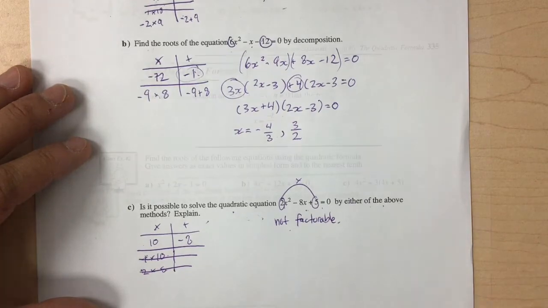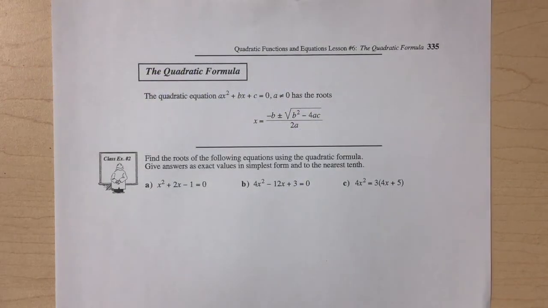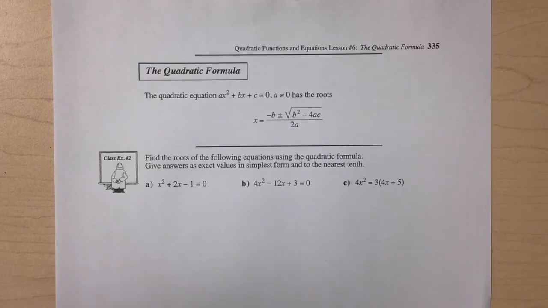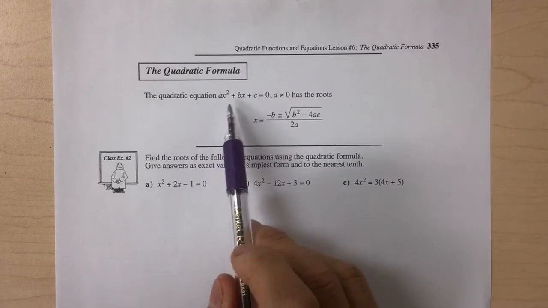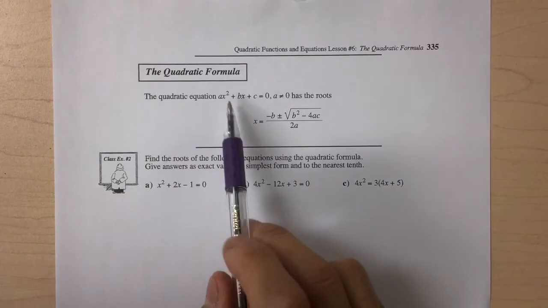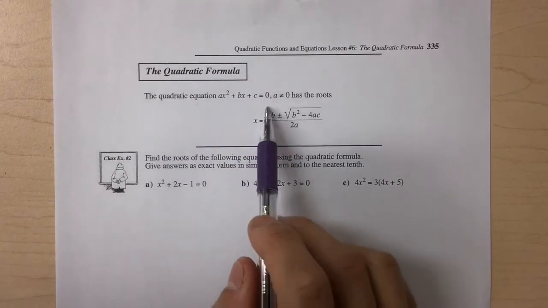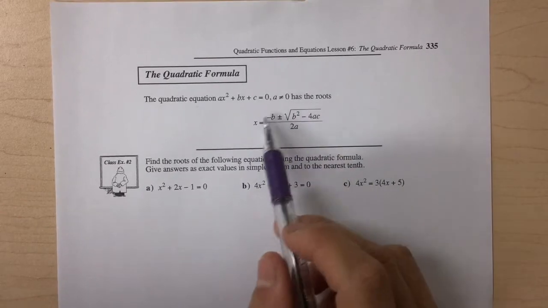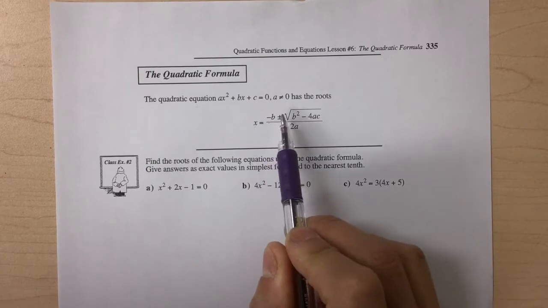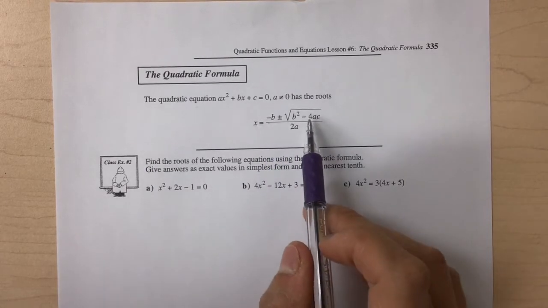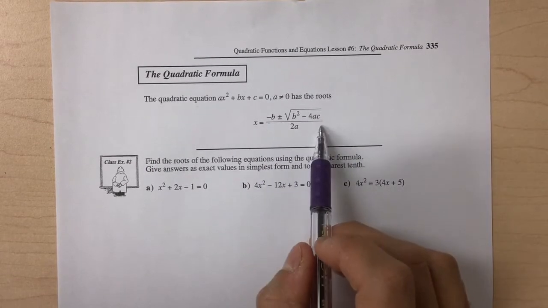So it's not factorable. We can't use inspection or decomposition, so we need to find another way in order to solve this. When we run into quadratic equations and functions that aren't factorable, we need to use the quadratic formula. So the quadratic equation, ax squared plus bx plus c equals 0, where a can't equal 0, has the roots x is equal to minus b plus or minus the square root of b squared minus 4ac, divided by 2a.